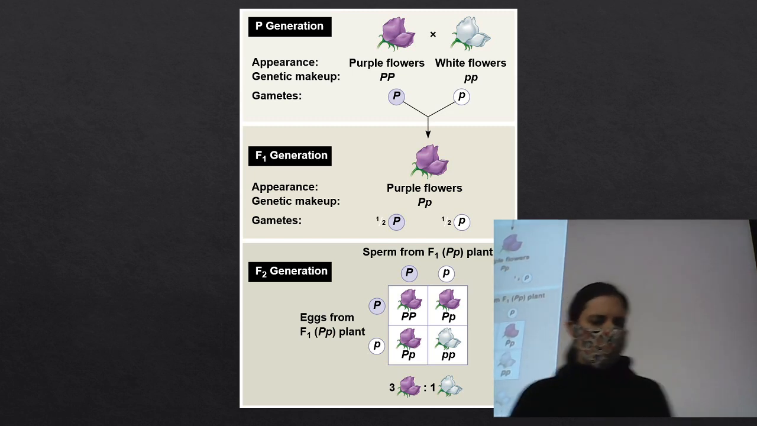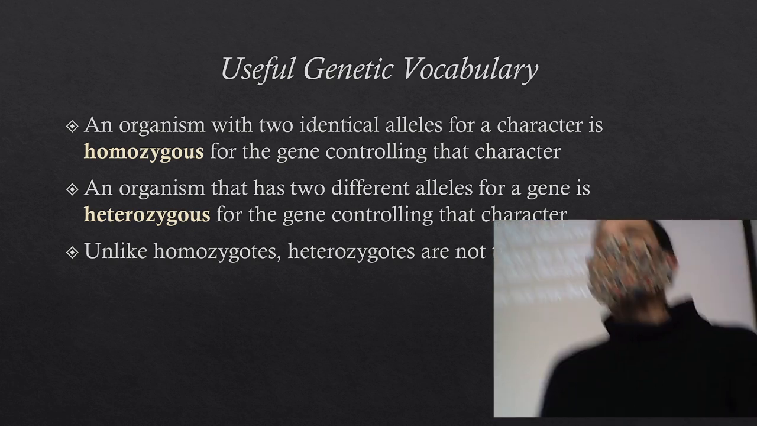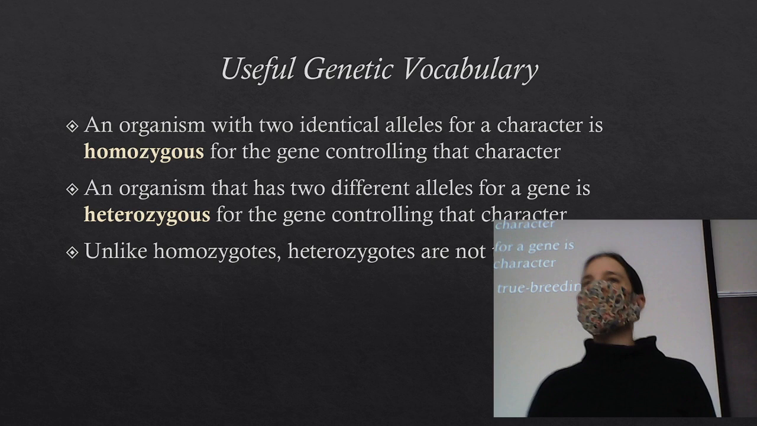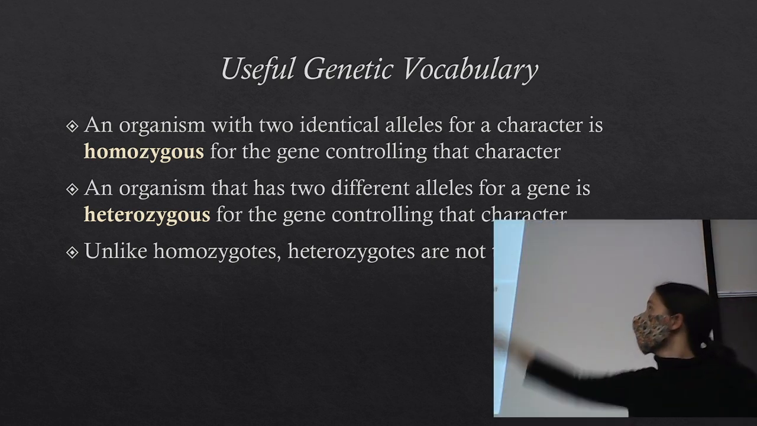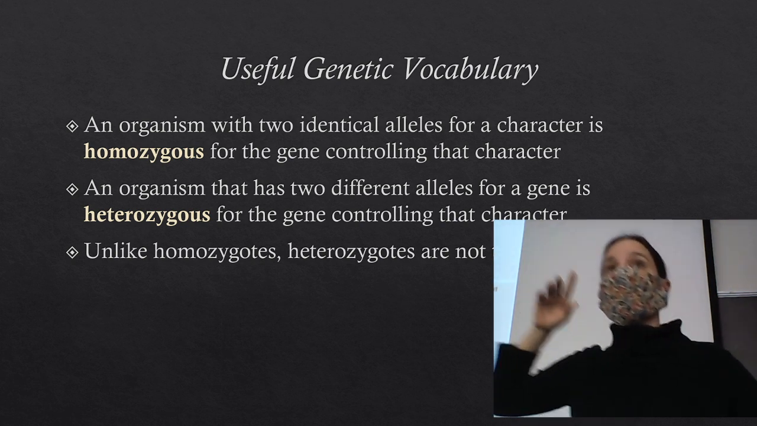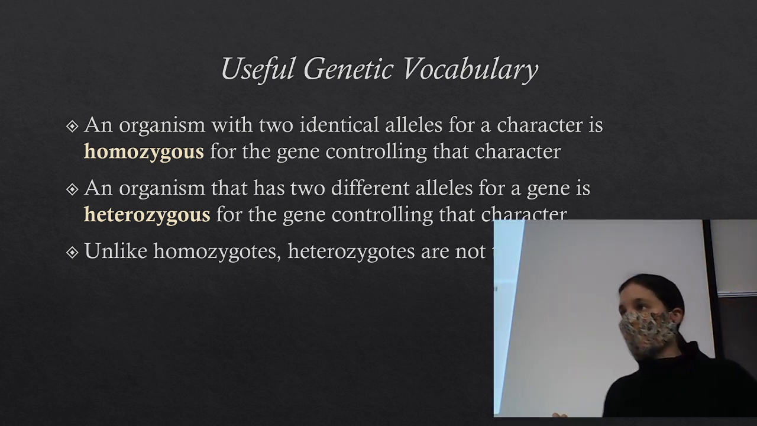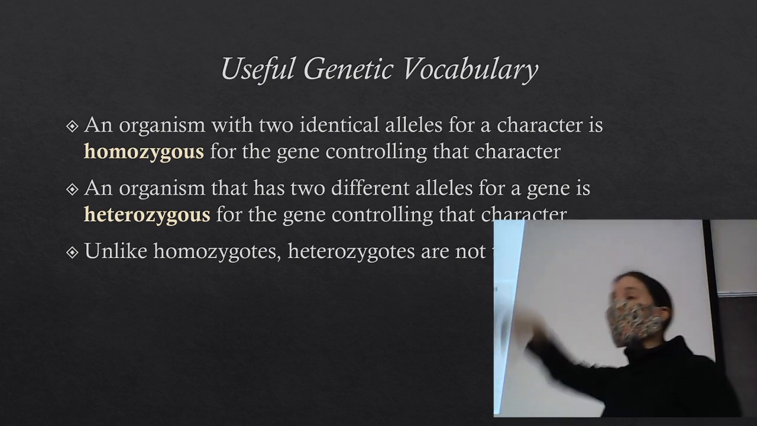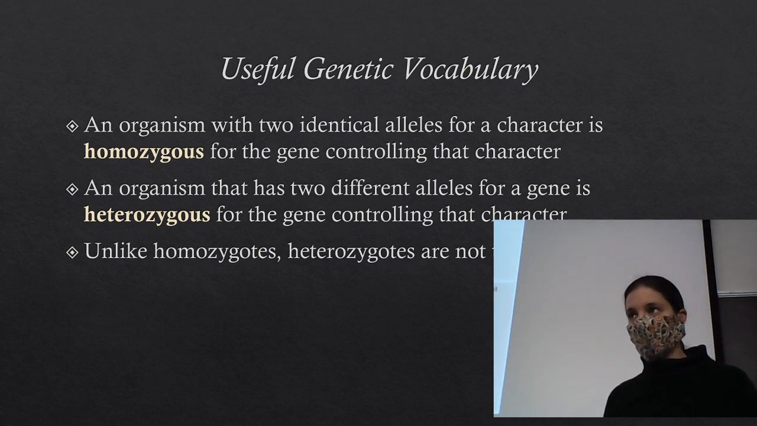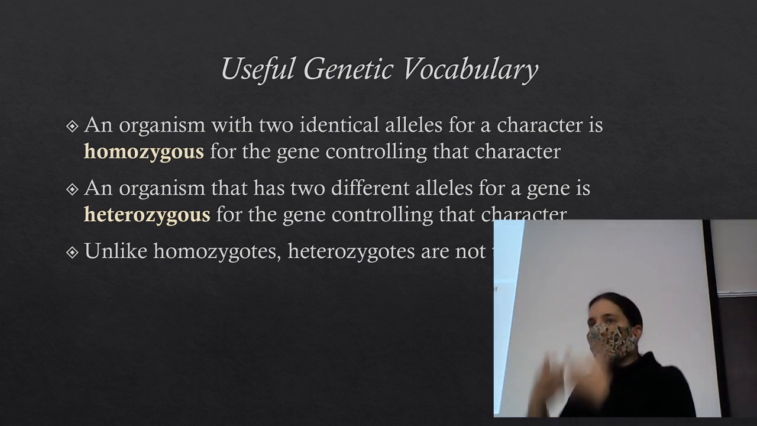When you're writing these out, there are some terms that I'll come back to. When an organism has two identical alleles, it's called homozygous. So that would be that purple plant up there in the P generation. Two alleles that are big P, two dominant alleles, it's homozygous for that. That white flower up there is also homozygous, but it's homozygous for the recessive characteristic. Everyone's okay with this? Homo meaning the same, right? So it's got two copies of the same allele.